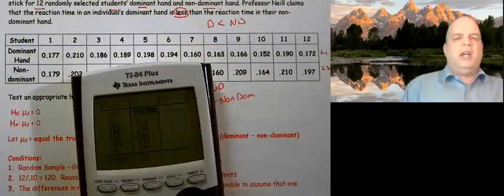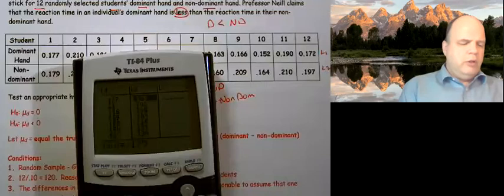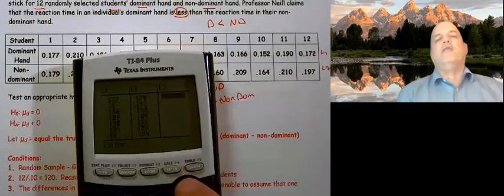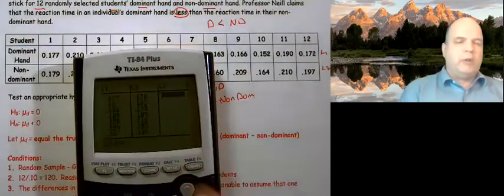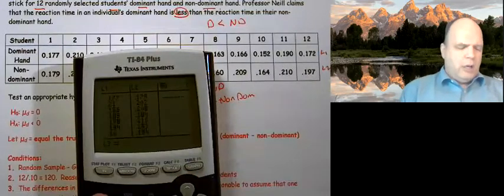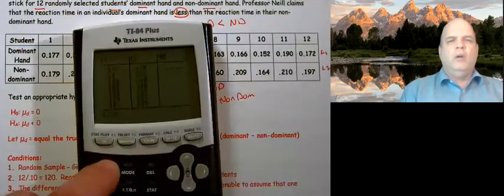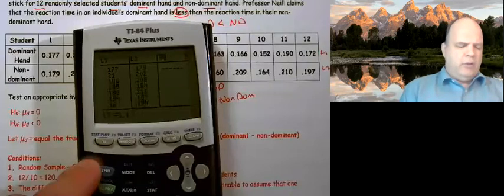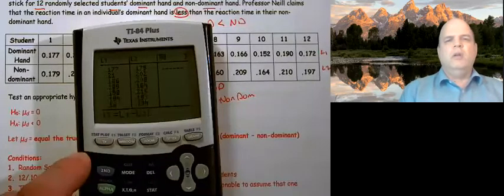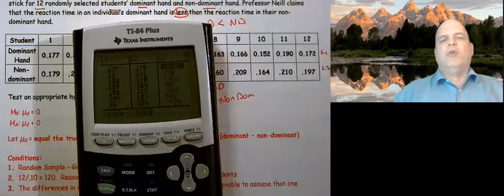Well, we already put the data into L1 and L2. To do this, though, I'm looking for the difference, which means I need to subtract them. So I'm going to go up to the top of L3. I'm going to go second 1 minus second 2. And it did the subtraction for me.